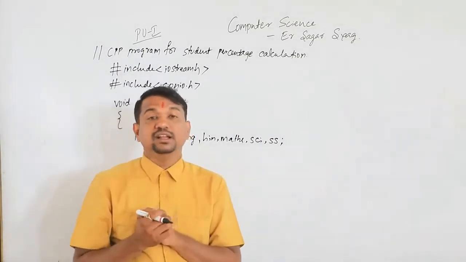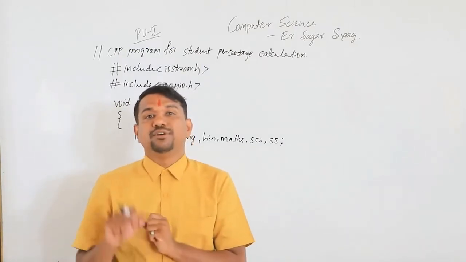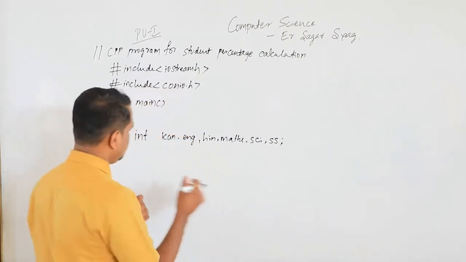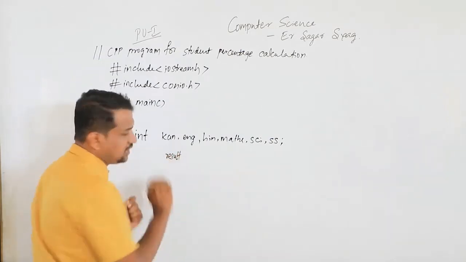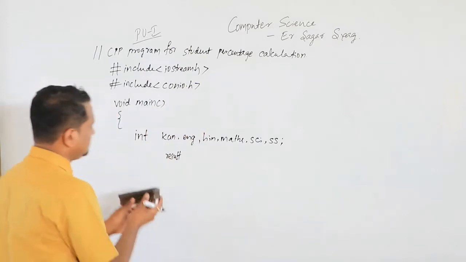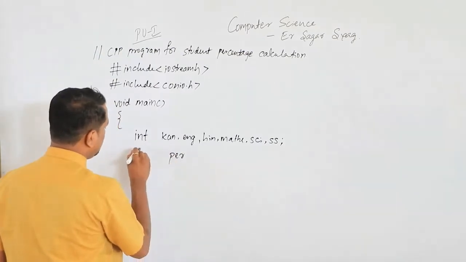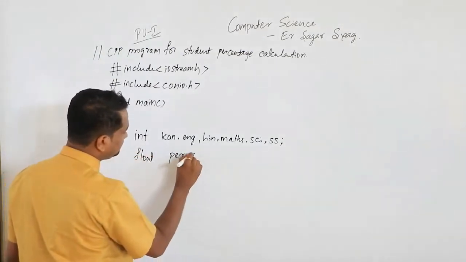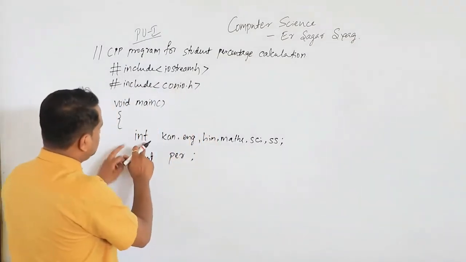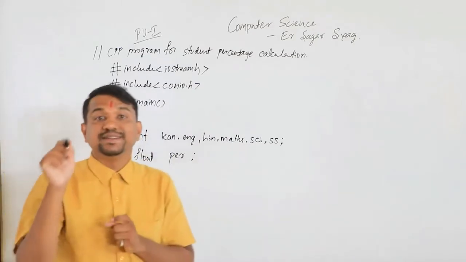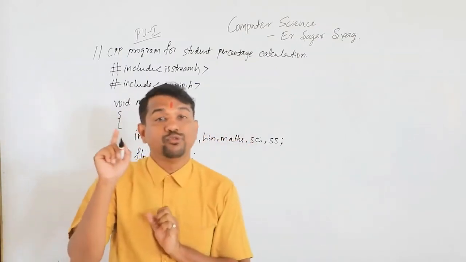For calculating and storing a result, we need another variable. For that purpose, I will take another variable called as result. Instead of result, I will take percentage as it is. So, percentage PER. This PER I am going to take as float. See, all I have taken subjects as int. These are called int, float are called as data types. And Kn, Eng, Hin, all these are called as variables.